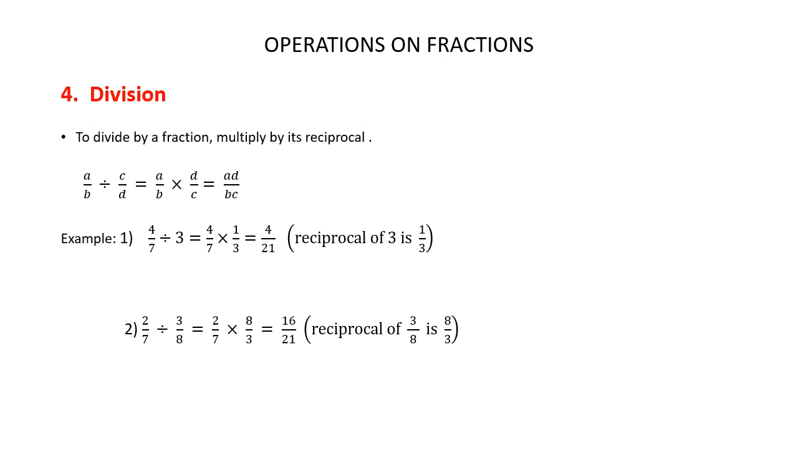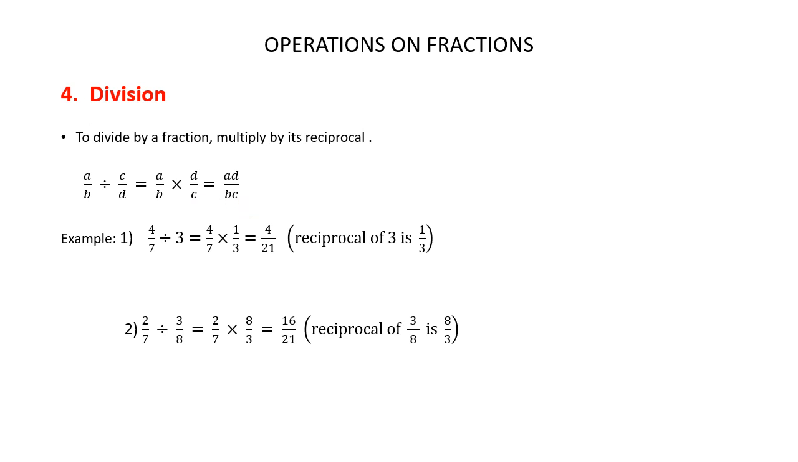Now let's learn about division of fractions. To divide by a fraction, you have to multiply it by its reciprocal. A by B divided by C by D is nothing but A by B multiplied by D by C, because the reciprocal of C by D is D by C. So A by B multiplied by D by C is AD by BC.